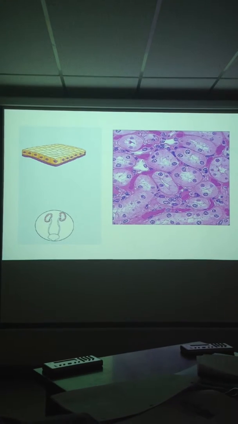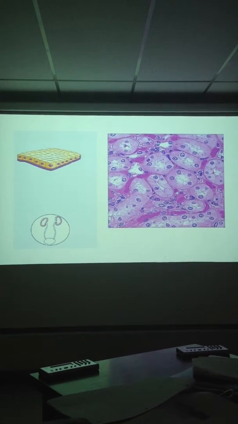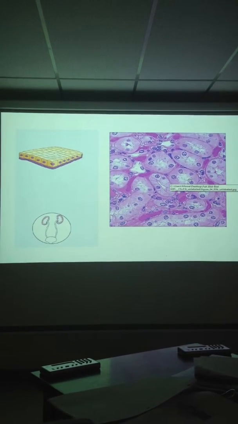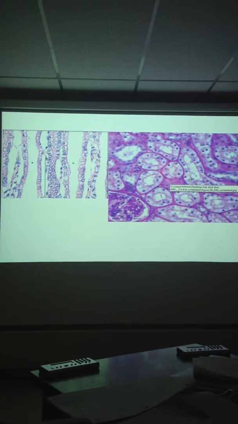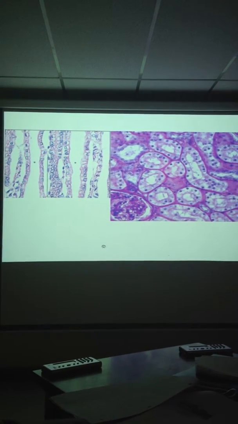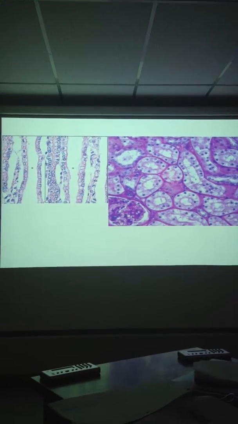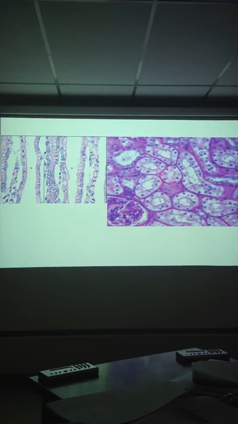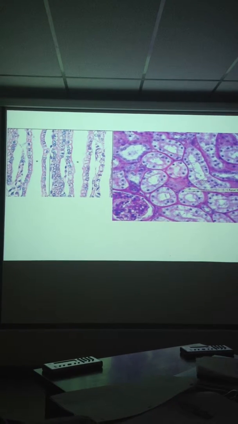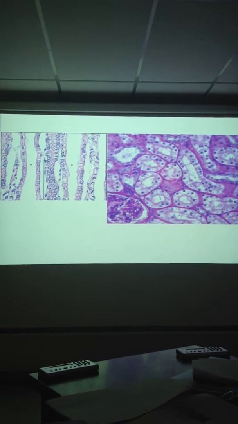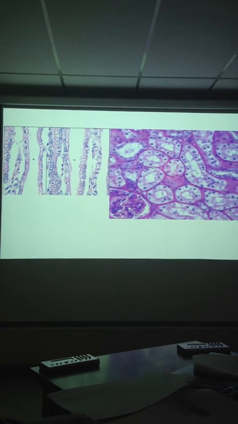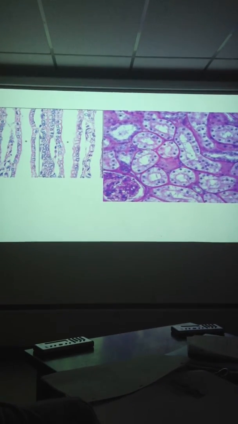Type? Simple cuboidal. Location? Kidneys. Kidney tubules again. Cross section over here, longitudinal section. Simple cuboidal. How about that dark band around the outside of each one? Basal. Basement membrane.